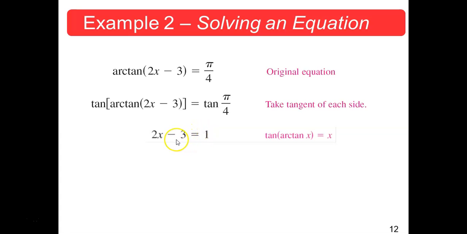And so then what you want to do next is just algebra at this point. You add 3 to both sides. The 3's cancel out, and this becomes 4. So you get 2x equals 4. And then you divide both sides by 2 to get rid of the 2. So then you have x equals 4 over 2, which is just 2.